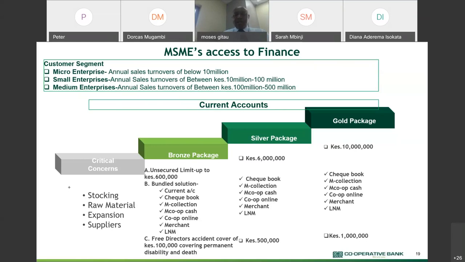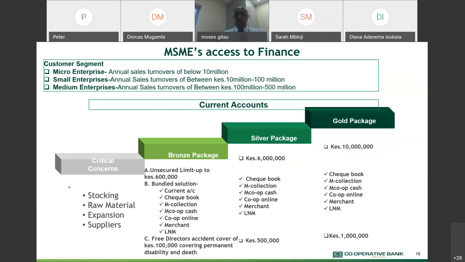The packages also come with bundled solutions. All of them are current accounts, so each of those packages has a checkbook. In case you have to pay your suppliers, you can use a checkbook. Each of those packages comes with M collection, that helps you with payment and collection of your funds. Each comes with M Corp Cash. Each comes with Corp Online, the internet banking from Cooperative Bank. And each package comes with merchant banking, the POS.